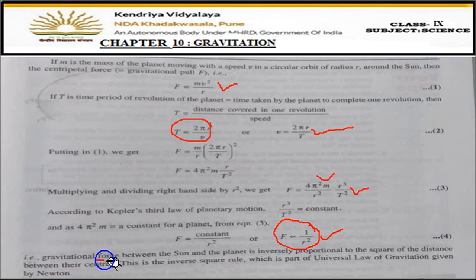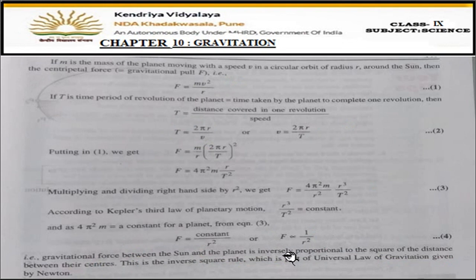Okay, so gravitational force between the sun and the planet is inversely proportional to the square of the distance between the centers. So all the types of attractive forces are inversely proportional to the square of the distance present between the two bodies, and this is known as the inverse square rule. If the distance increases, force decreases. If the distance decreases, force increases. Inverse, right?